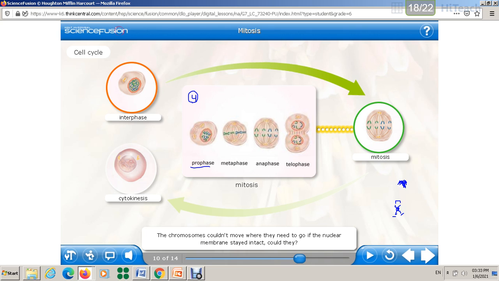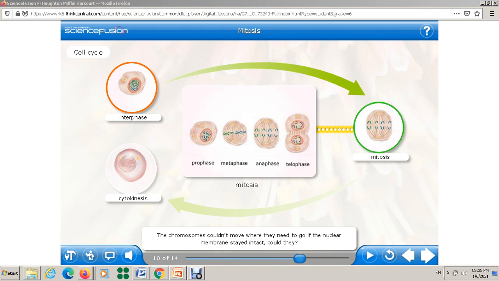Look at this cell here. The first thing, the chromatin starts to be condensed and makes the X shape. Also, the nuclear membrane will be removed, it will break down.